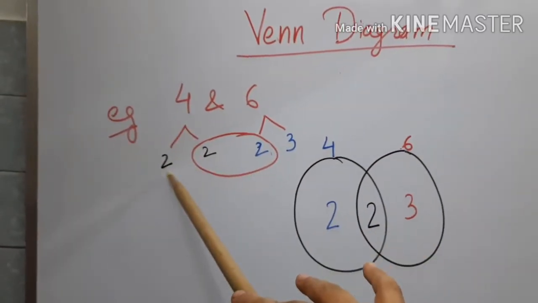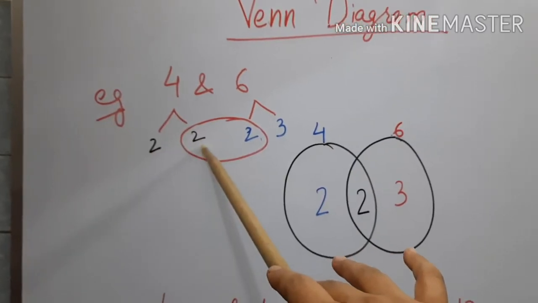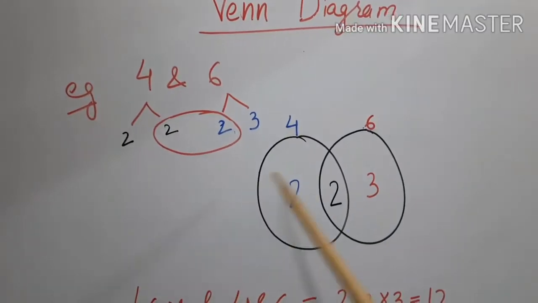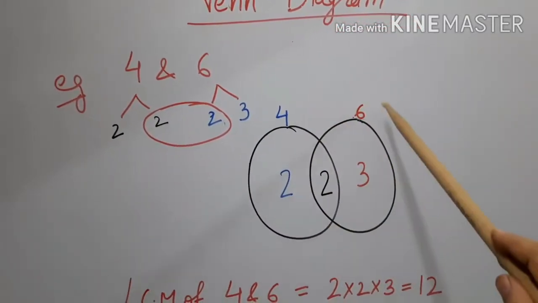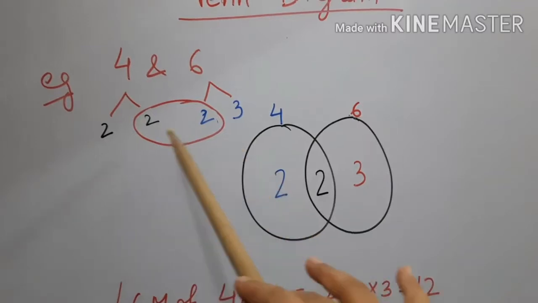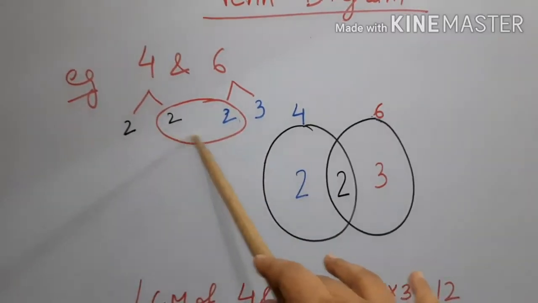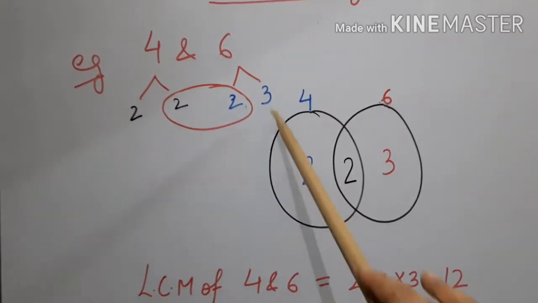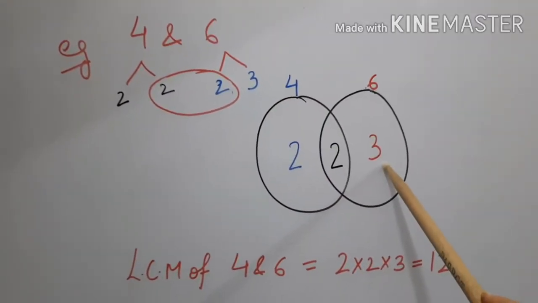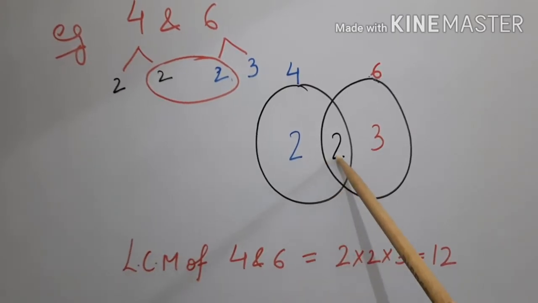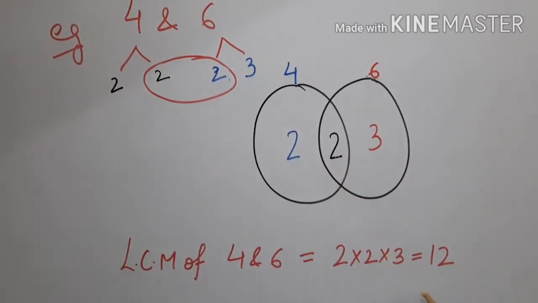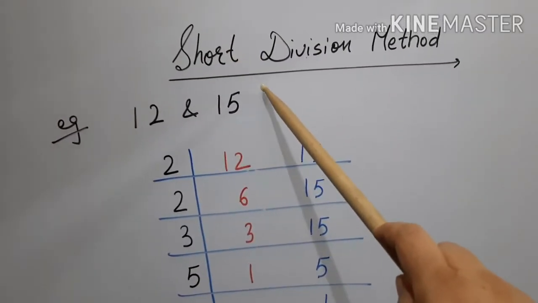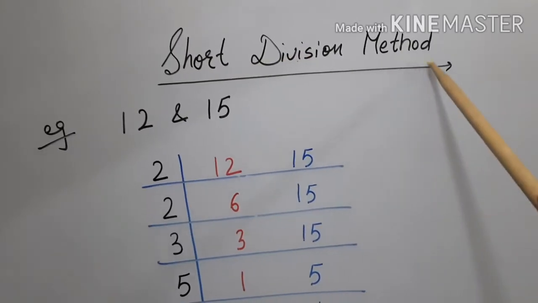Just write the prime factors of 4, that is 2 multiply 2. And what are the prime factors of 6? They are 2 multiply 3. Just draw the Venn diagram like this. What is common between these two? That is 2. Write that 2 over there, and whatever is left, write like this. So what is the LCM of 4 and 6? That is 2 multiply 2 multiply 3, that is 12.